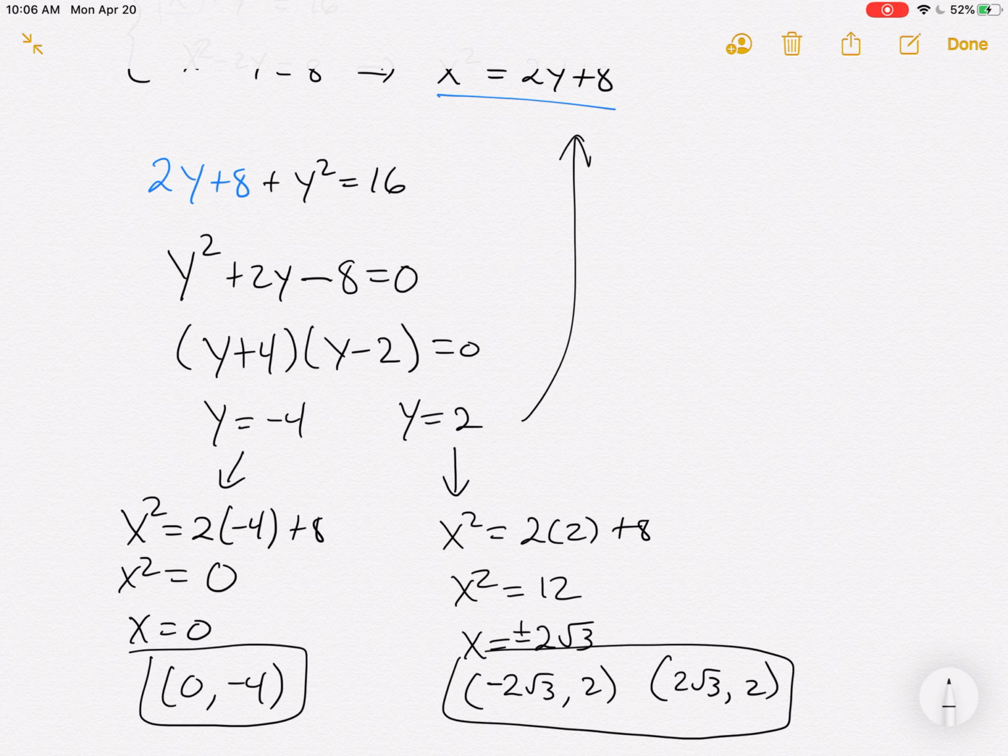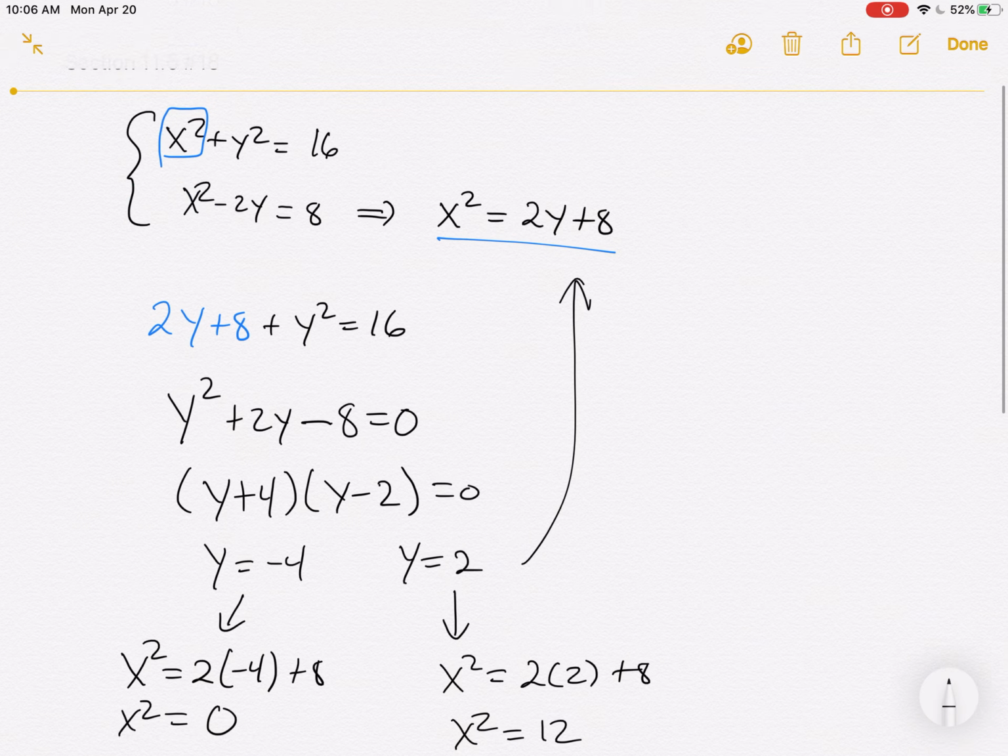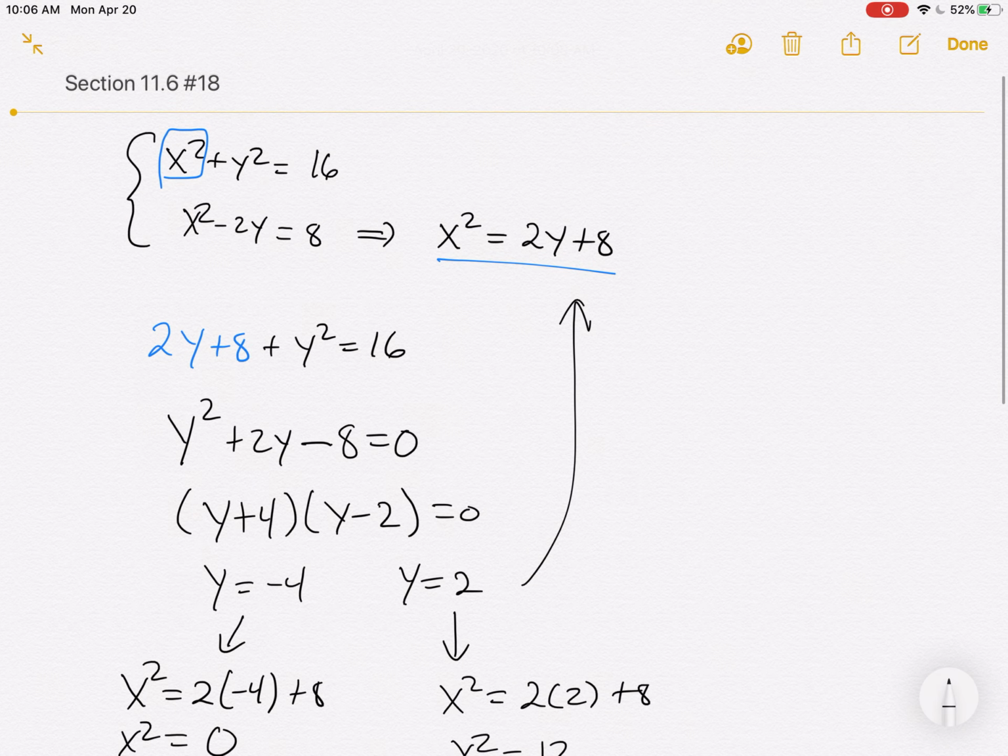So be wise in what you do. Don't give yourself too much work. Look for ways in which you can substitute in for big things, right? In this case, the full x squared.